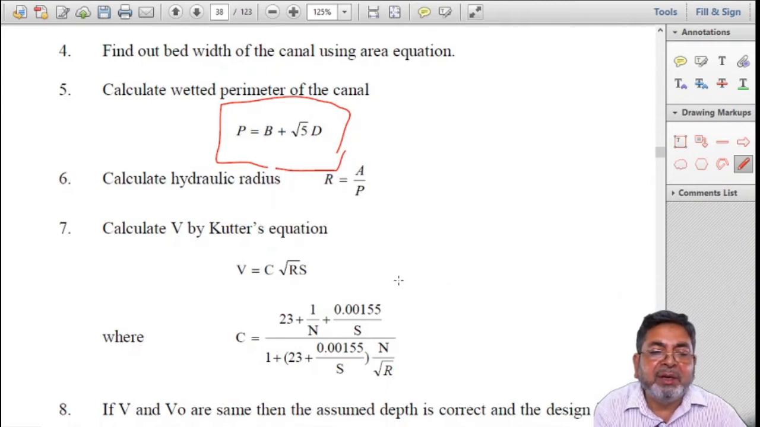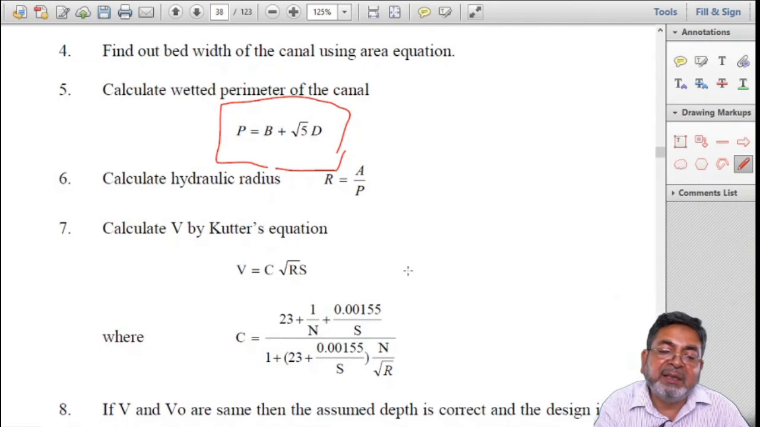If the V0 becomes equal to V at least up to 2 places of decimal, then you can say that design is okay, the design is correct. Otherwise you will have to revise the design by taking another value of D. You have to revise all the calculations.